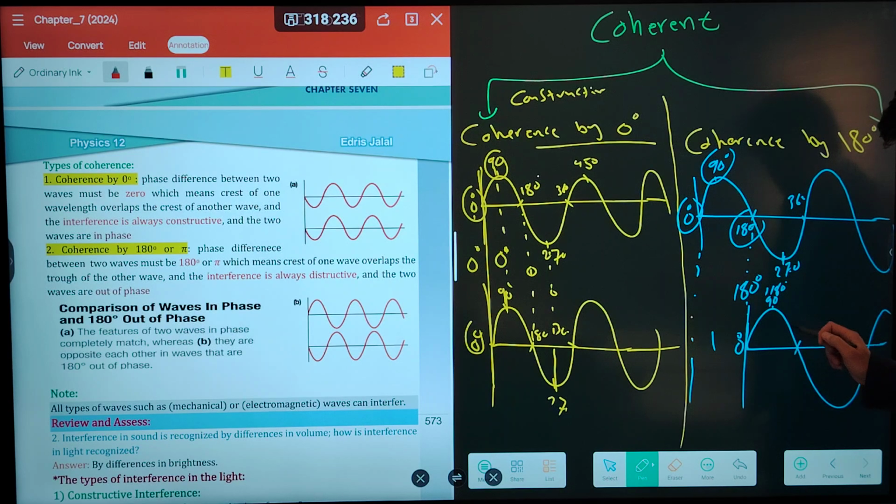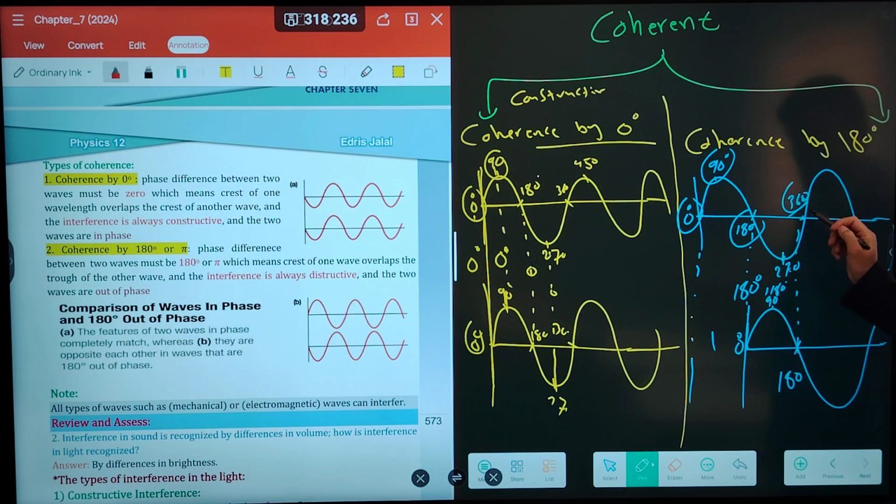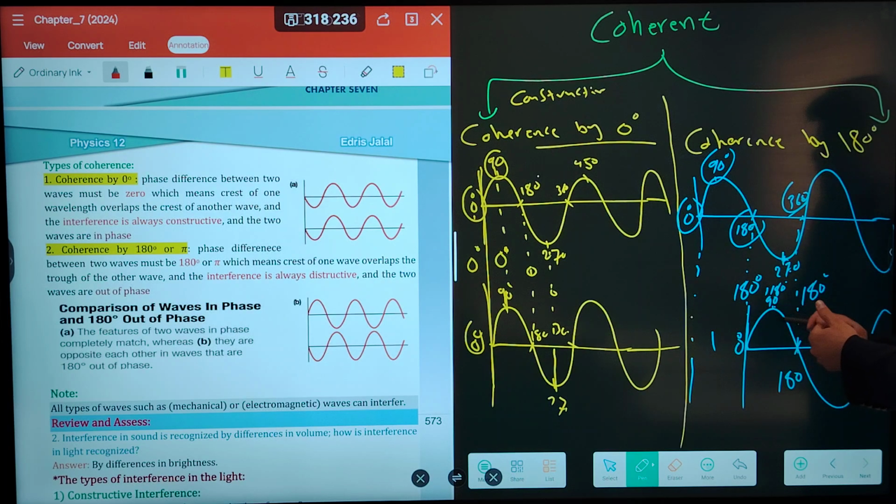Yes. The angle for the second wave here is equal to 180, but here is equal to what? 360. 360 minus 180, it's still 180? Yes. So can we say the wave is coherent? Yes. Why? Because the phase difference is 180. Okay? When is the wave coherent by 180 degrees? When the trough of one wave overlaps with the crest of the second wave or another wave.